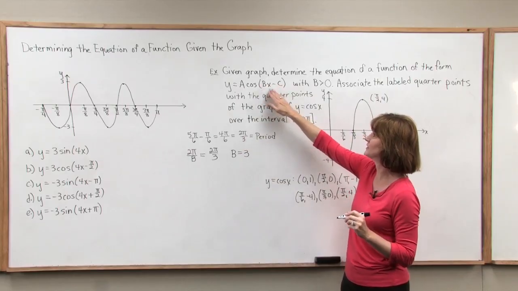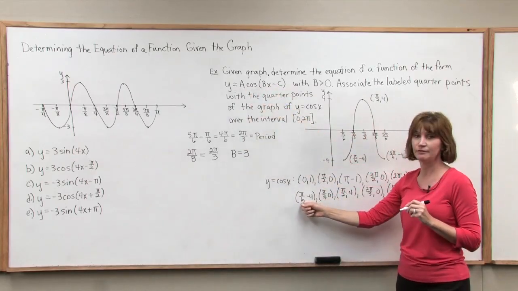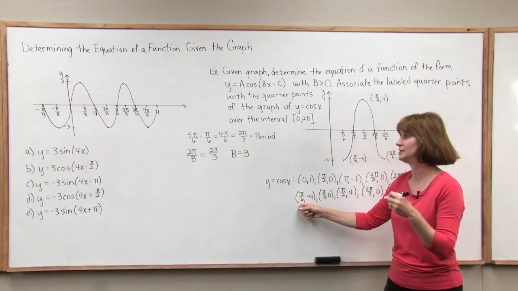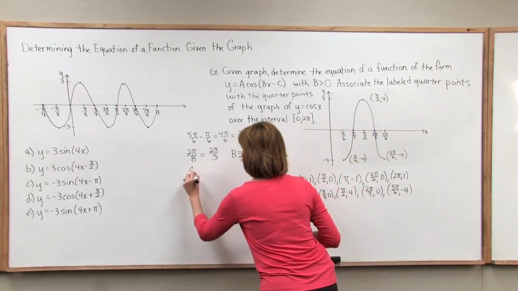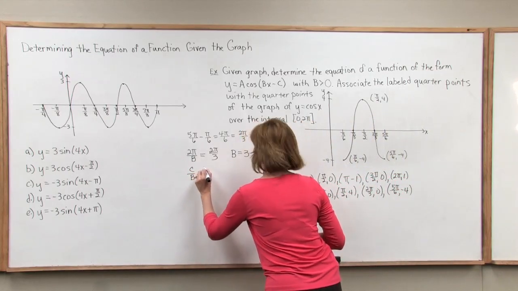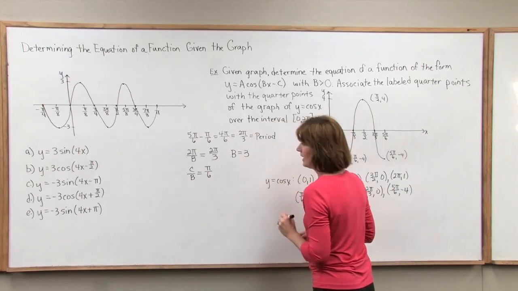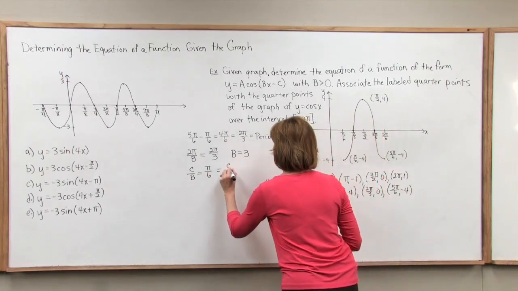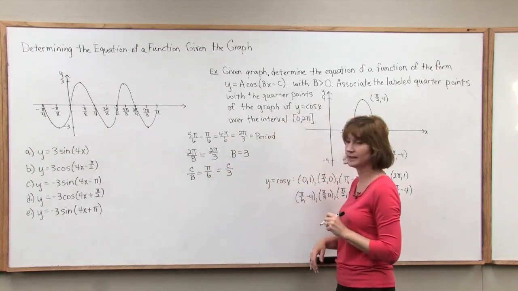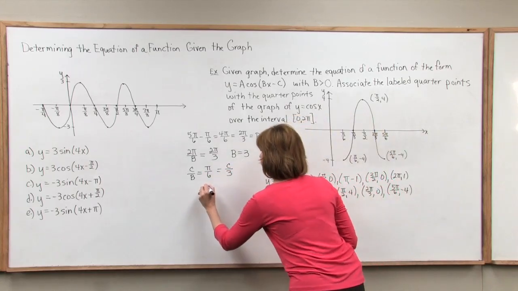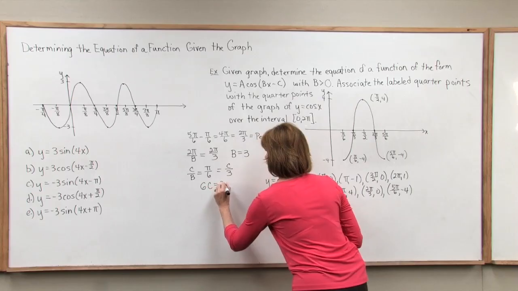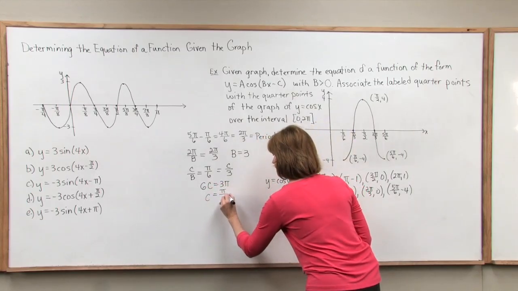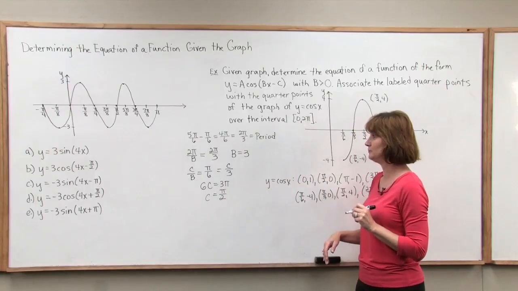We want to come up with c and a. Well, remember, we know the phase shift is pi over 6. And remember, to get the phase shift, you take c over b. So I know c over b is pi over 6. And we just found that b was 3, so we know c over 3 is pi over 6. We can solve this for c. So c is going to be 3 pi divided by 6, which is pi over 2.